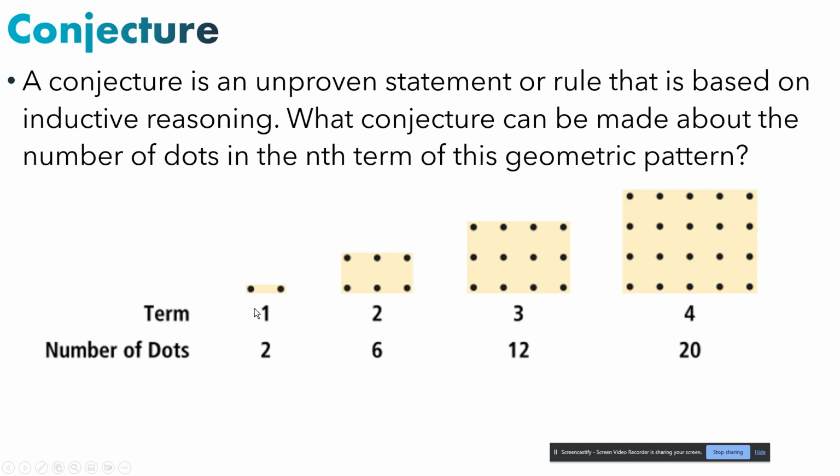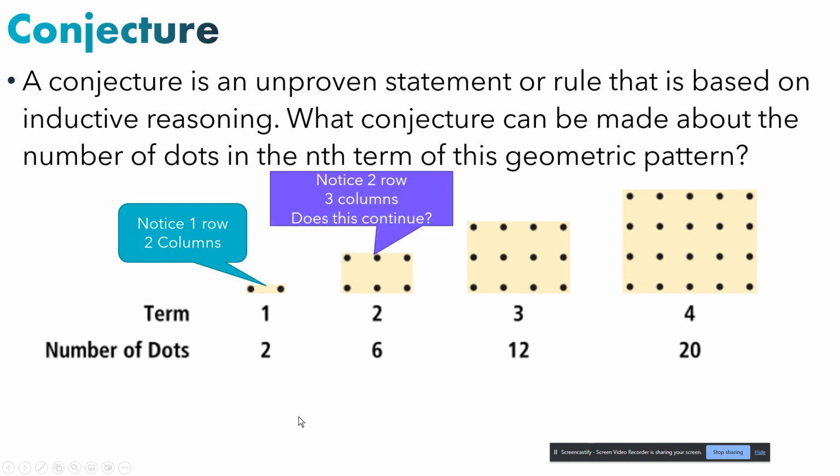So the first one, we see first term, we have 2 dots. Second term, we have 6 dots. Third term, we have 12 dots. And the fourth term, we have 20 dots. So what do you notice? Something I notice is first we have a row of 2, then we add one more to the row, but also another column, 4 and 3. So there must be some sort of pattern there. So 1 row, 2 columns, 2 rows, 3 columns.